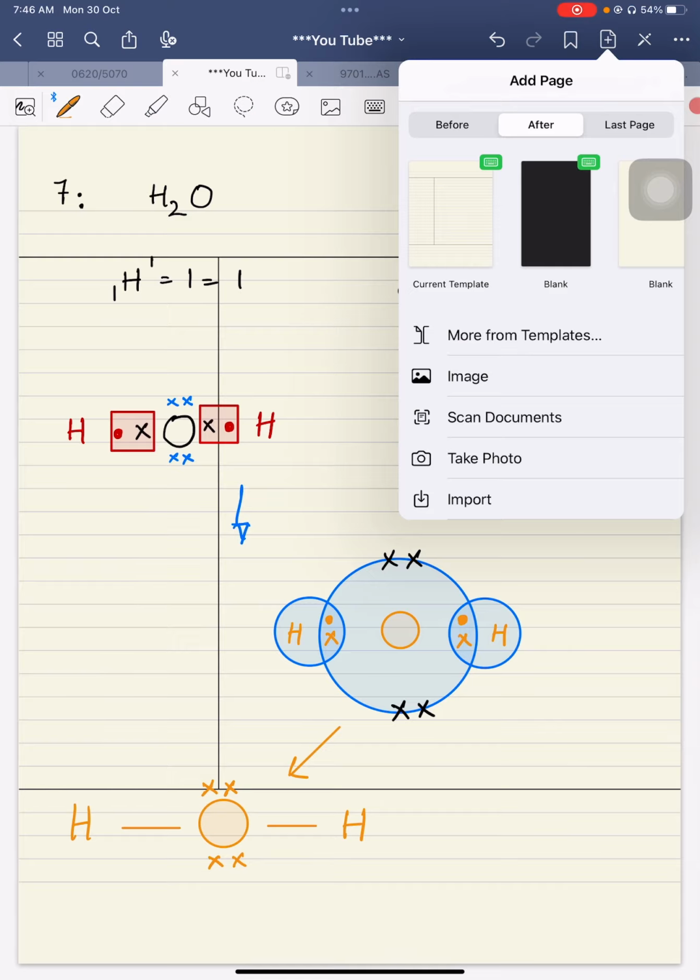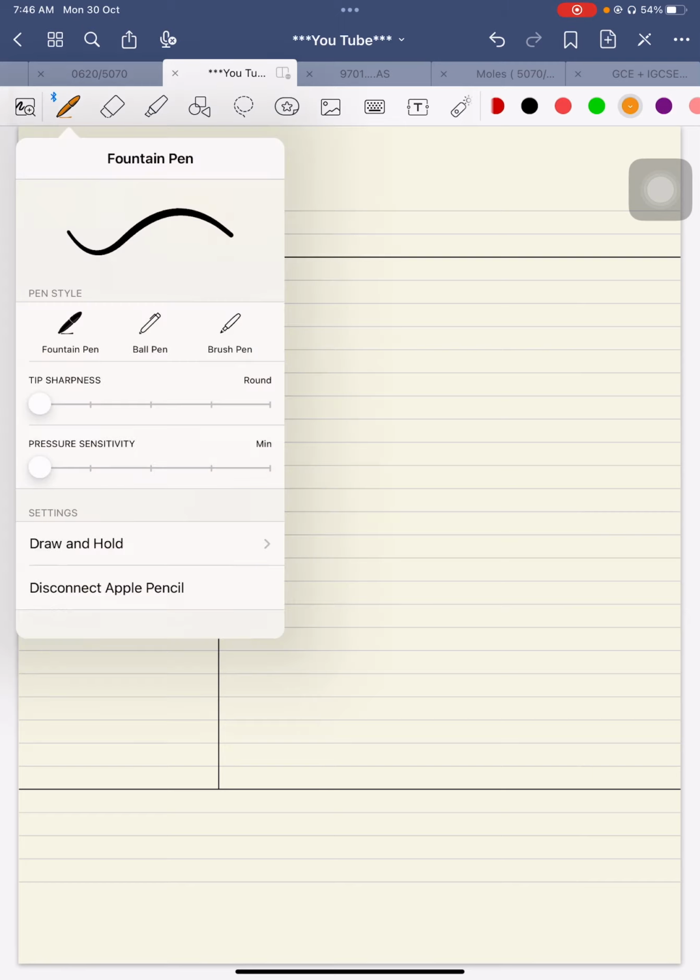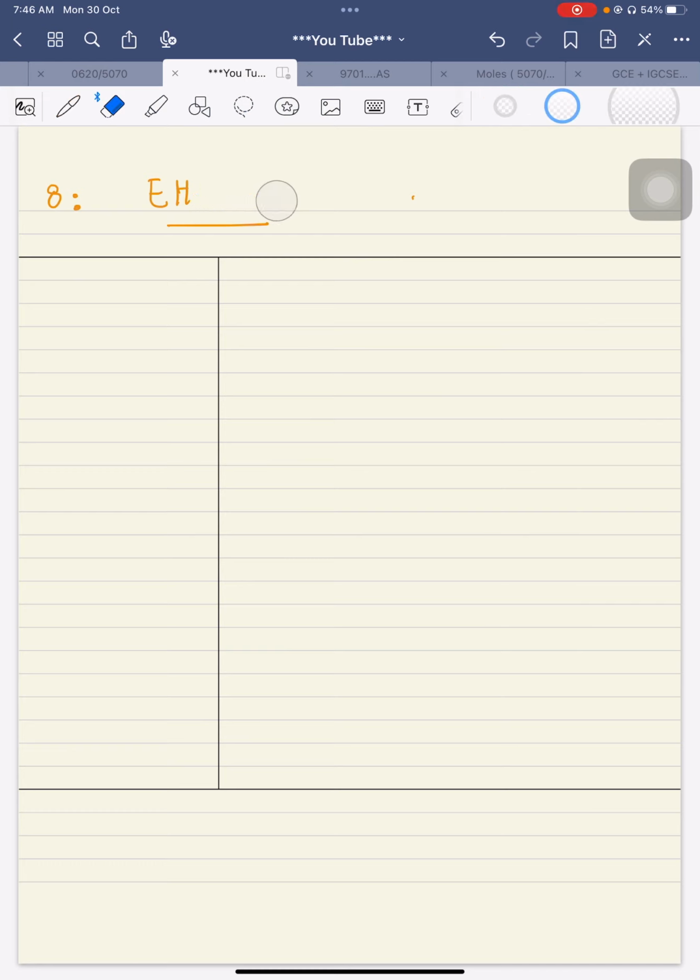Okay, let's draw the structure of number 8, and that is the structure of ethene. Before ethene, I would like to draw the structure of ethane. All right, let's draw the structure of ethane first. Okay. Now, what is ethane?